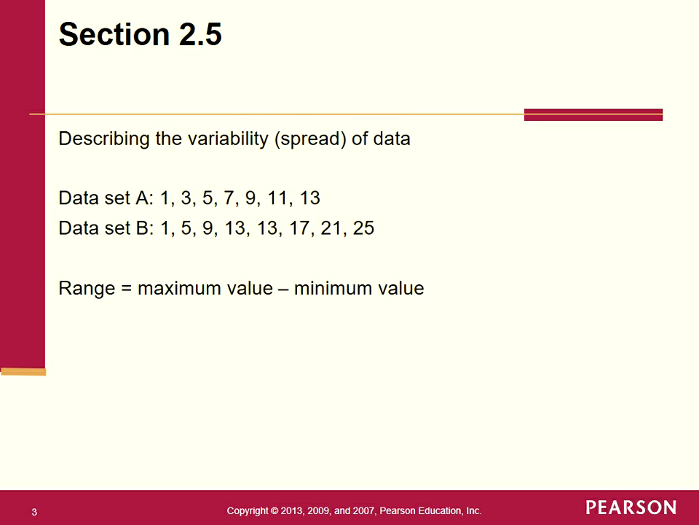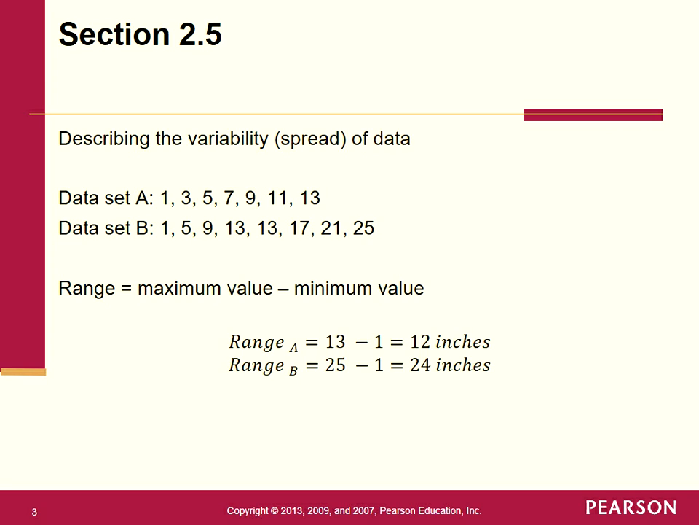So let's talk about the range. There is some worth in saying that our data set goes from 1 to 13 or 1 to 25. But that's not the range in statistics. The range is an actual calculation. The range is the maximum value minus the minimum value. It's telling us how spread out it is between those two points. How many units are between those two values? So the range for data set A: maximum is 13, minimum is 1, so that would be 12. The range for data set B would be 25 minus 1, or 24. So, easy enough to calculate, right?